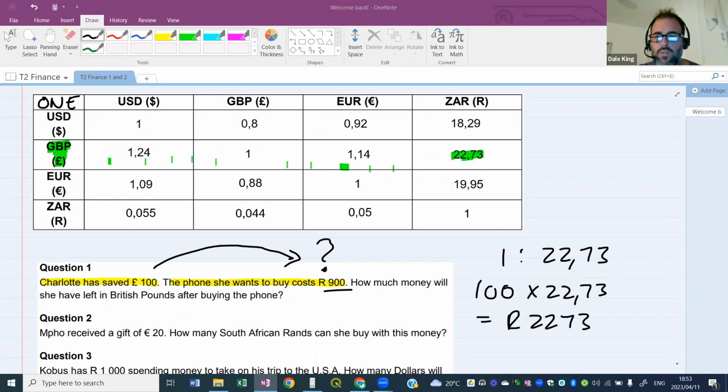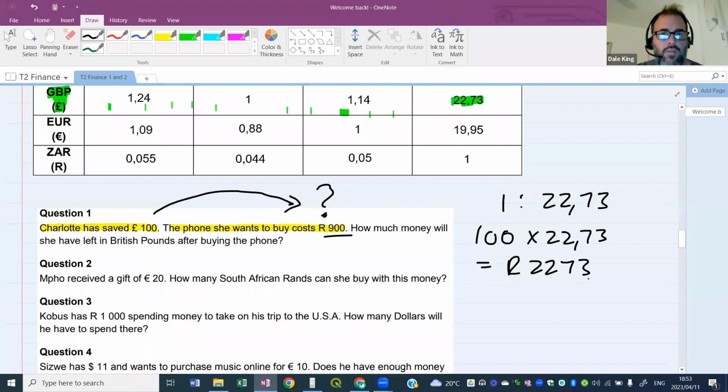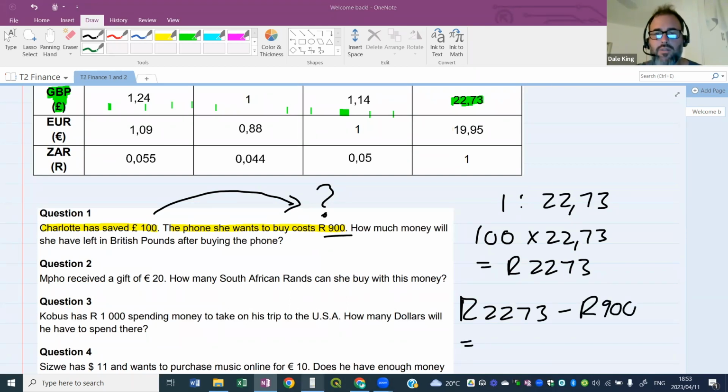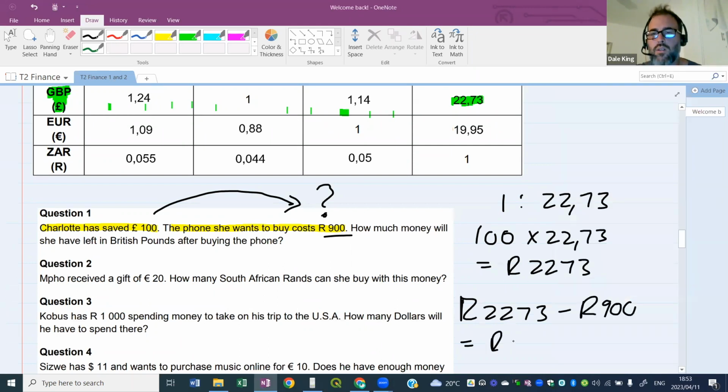Okay. So now we've got the rand value. She's got 2,273 rand, which is more than enough for the phone. So let's take the phone value away from that because she's going to buy the phone. So we're going to subtract the 900 rand and see what we have left. Take away 900 rand. This is how much money she's got left: 1373.